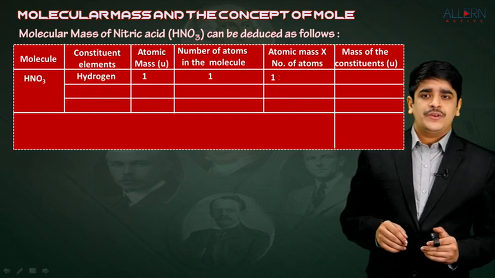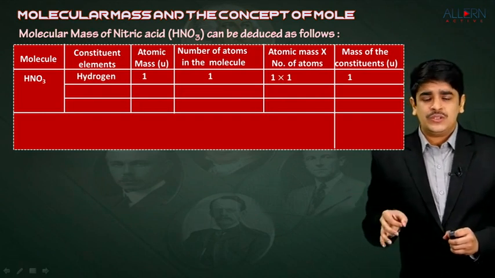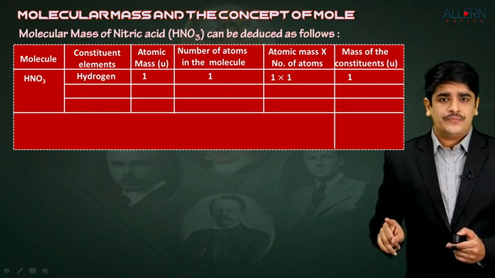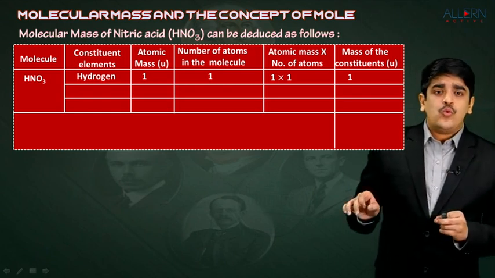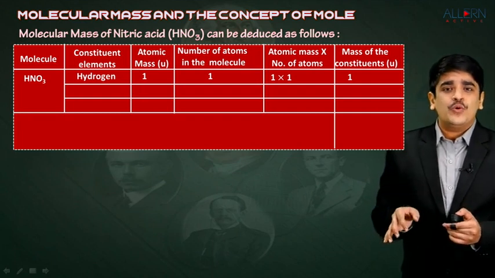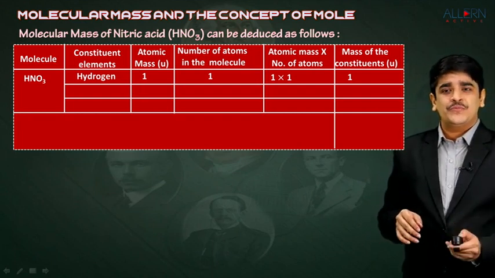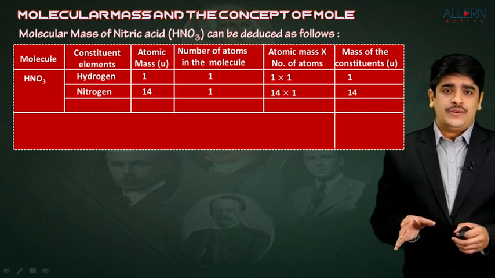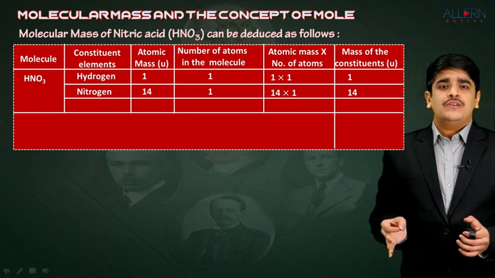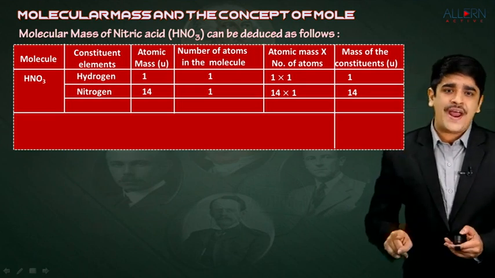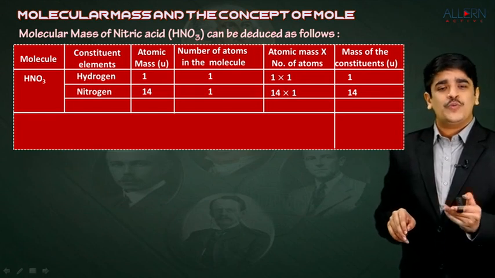Who's the first element? Hydrogen. In HNO3, there is a single atom of hydrogen. So 1. Apart from that, one atom of hydrogen weighs 1. So 1 into 1. What is the mass of the constituent? 1. Who do we have next? Nitrogen. Weight of one atom? 14. How many atoms of nitrogen are there in HNO3? HNO3, N, 1 atom of nitrogen. So 14 into 1 gives me 14.